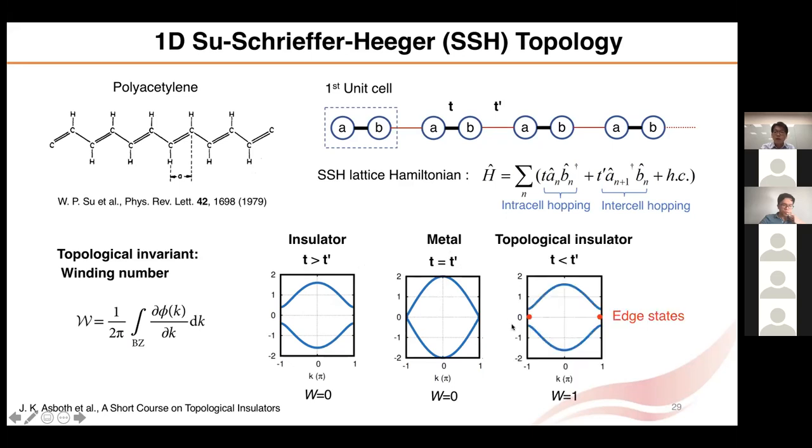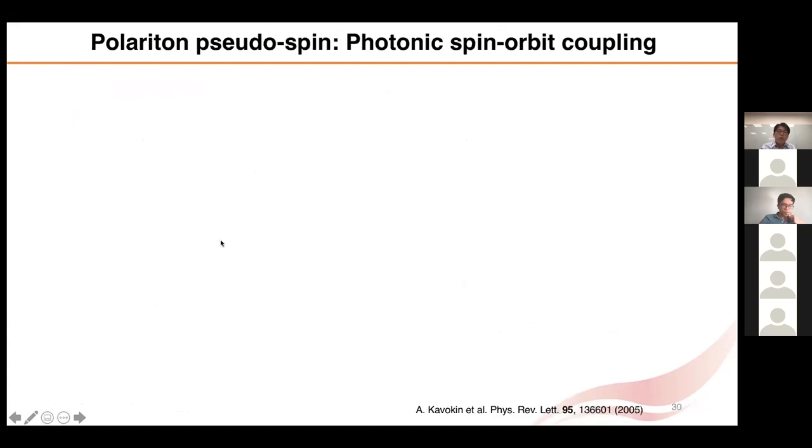Another phase is the topological insulator phase, which is non-trivial, where we have this intracell hopping smaller than this intercell hopping. In this case, a gap opens inside the band structure with a state inside, which corresponds to this topological insulator phase.